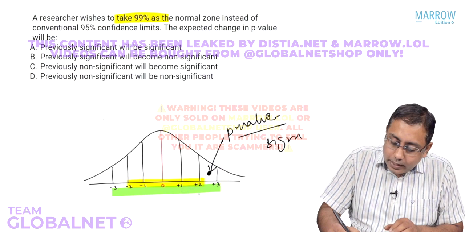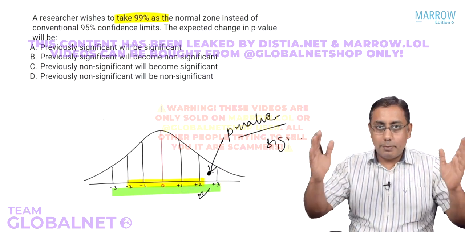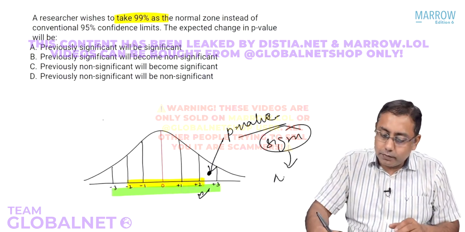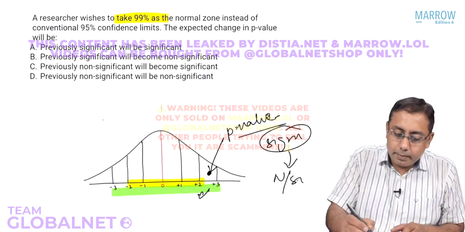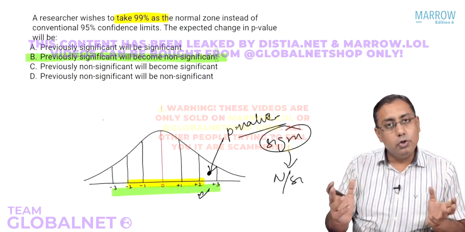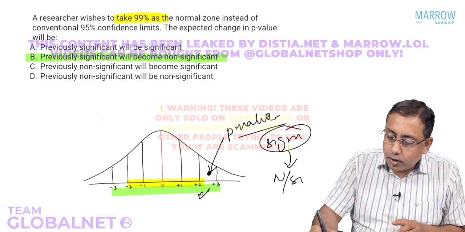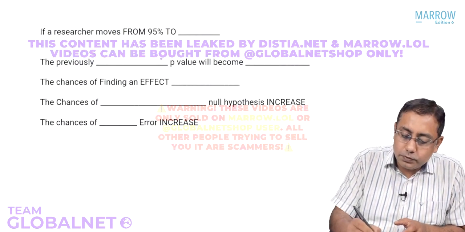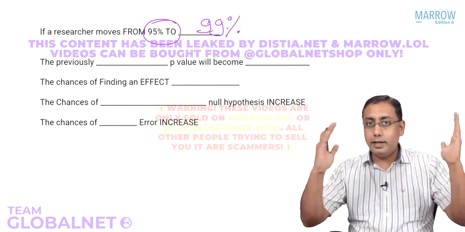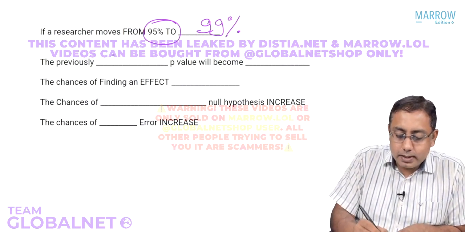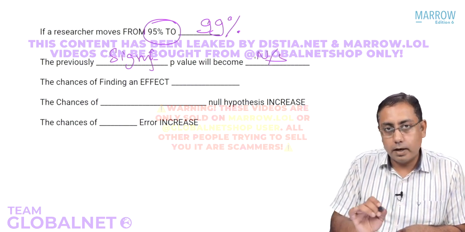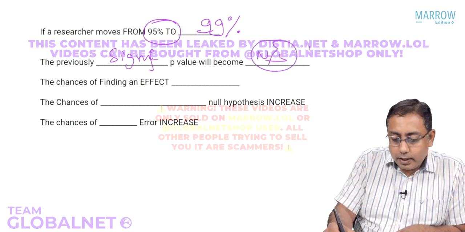Now because you are taking this green color zone, that is the bigger zone, what will happen to this significant? The significant will now become non-significant. So what is your answer? The previously significant will now become non-significant. That means if a researcher moves from 95 to 99%, that means you increase the confidence limit, the previously significant p-values will become non-significant. Are we good? Non-significant will increase.